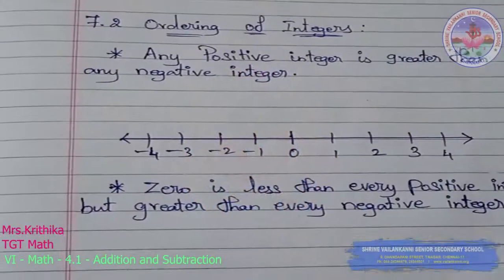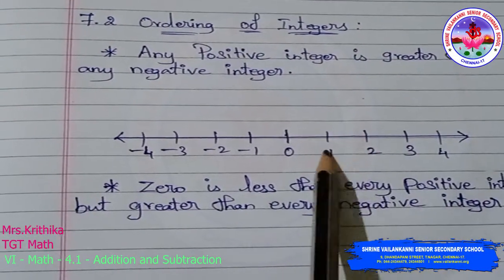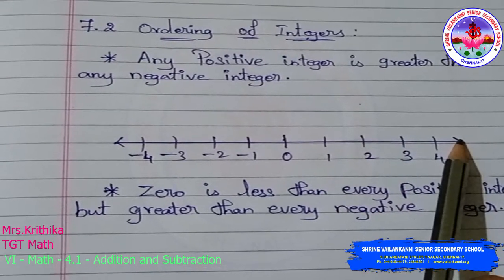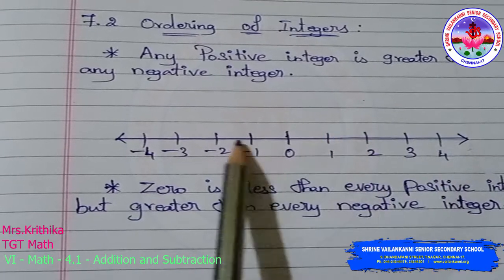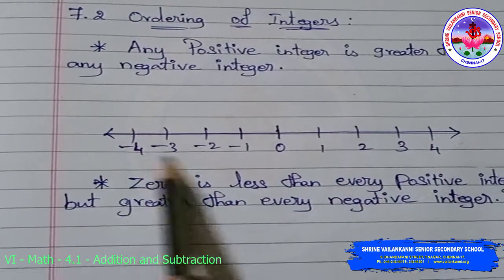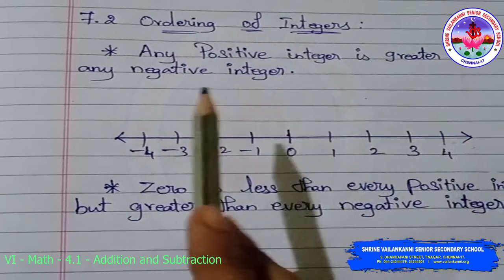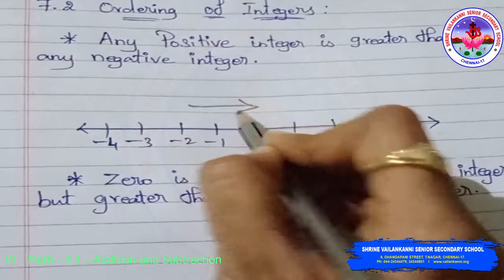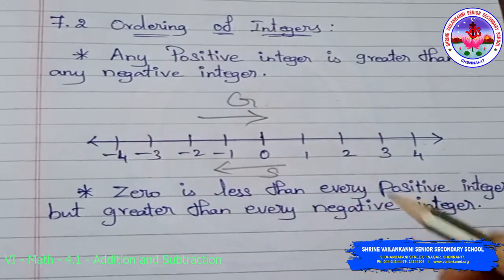Next topic is 7.2, ordering of integers. When you move towards the right of the whole number ray, the number becomes larger. When you move left of the ray, it becomes smaller. In the number line, the center value is 0. Move to the right side, this is greater. Move to the left side, these are smaller values.